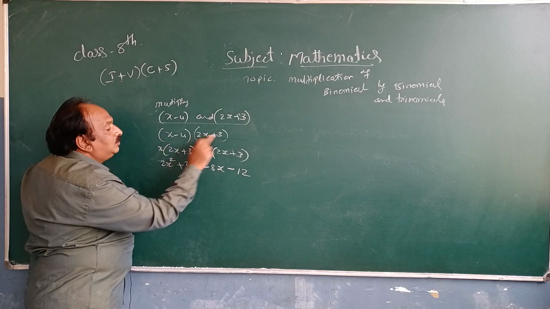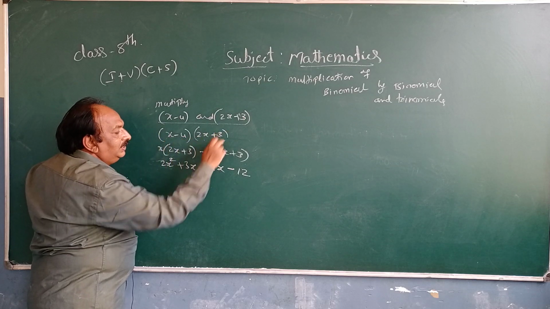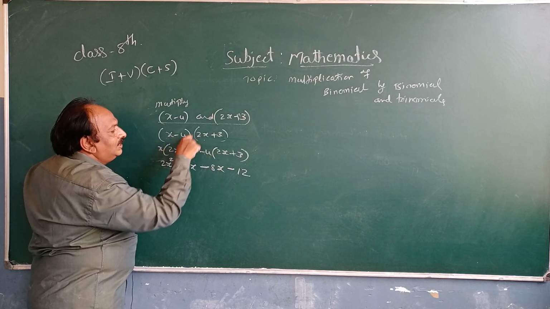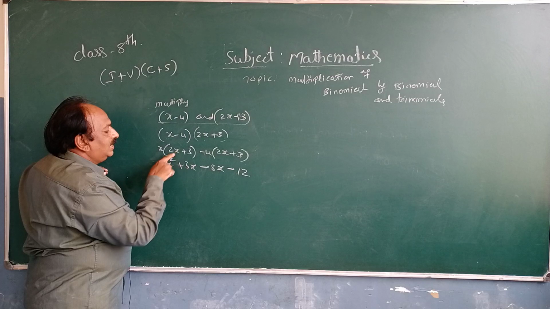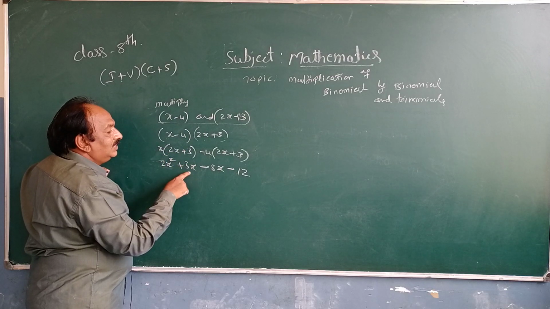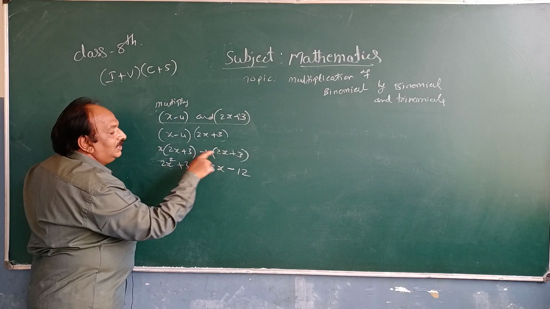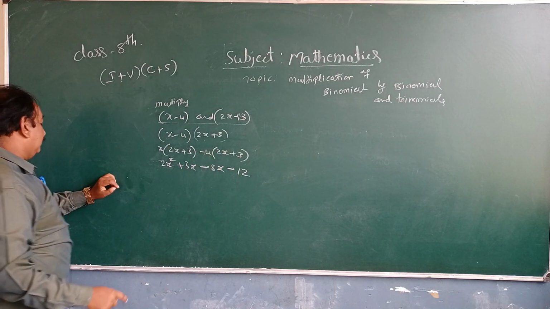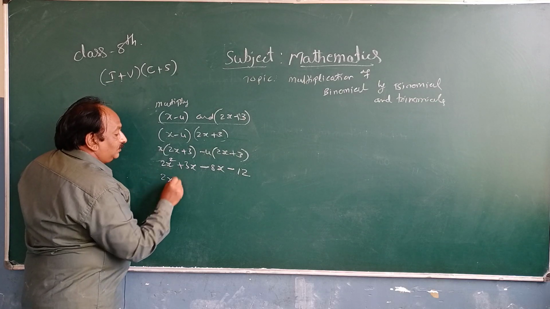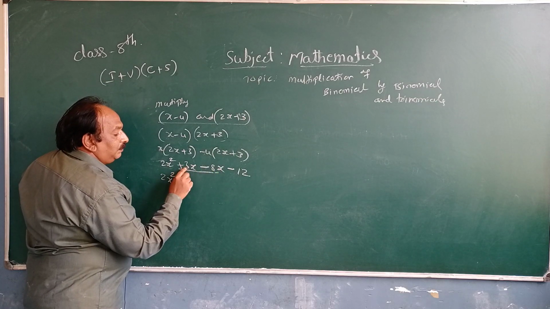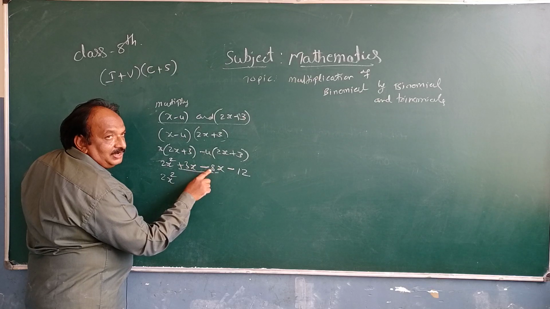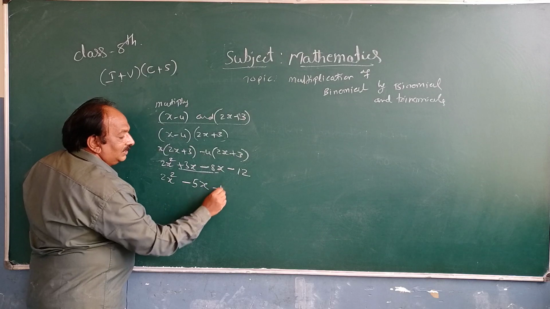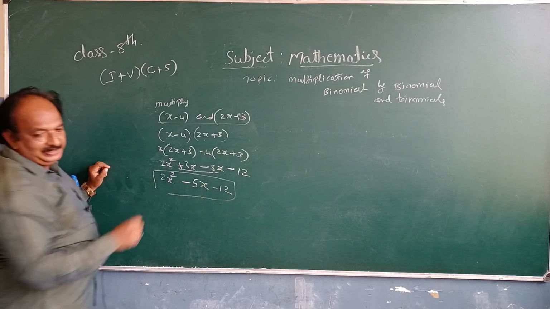Once again, x into 2x plus 3 minus 4 into 2x plus 3. 2x into x, 2x square. 3 into x, 3x. Plus into minus, 4 2s are 8x. Plus into minus, 4 3s are 12. 2x square minus 8x plus 3x. One is plus, another is minus. Subtract and write the greater number sign. Minus 5x, minus 12. This is the final answer.